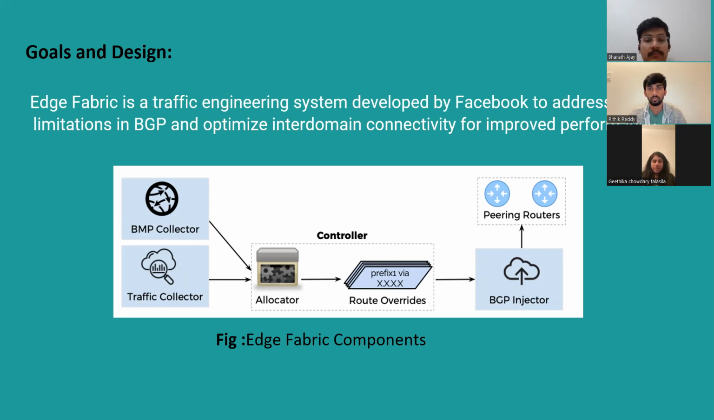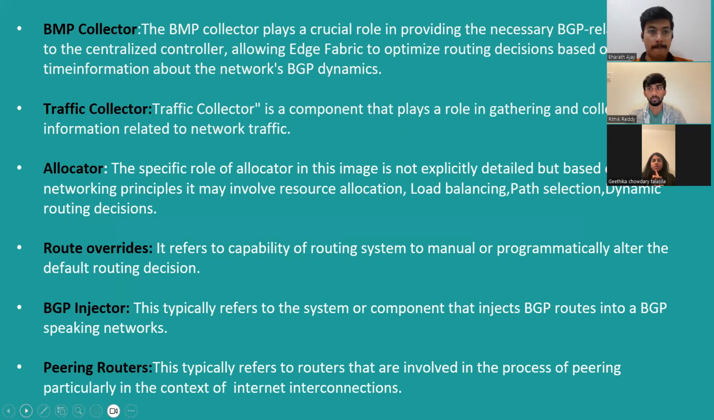Coming to the diagram, these are the Edge Fabric components. The first one is the BMP collector, and the traffic collector goes to the allocator, and then it goes to the route overrides, and then the BGP injector, and then directly to the peering routers. I'll explain each and every component clearly in the next slide.